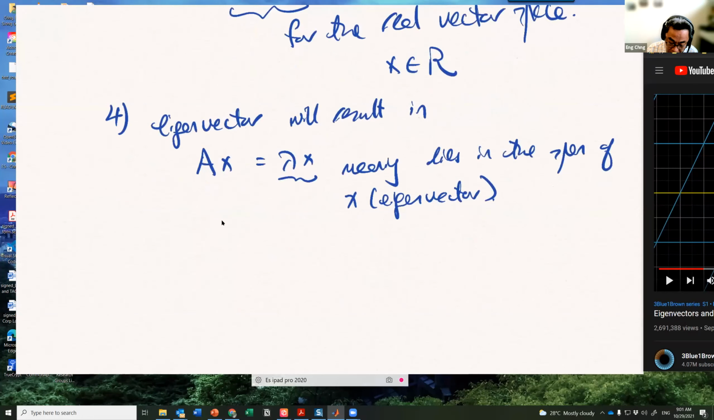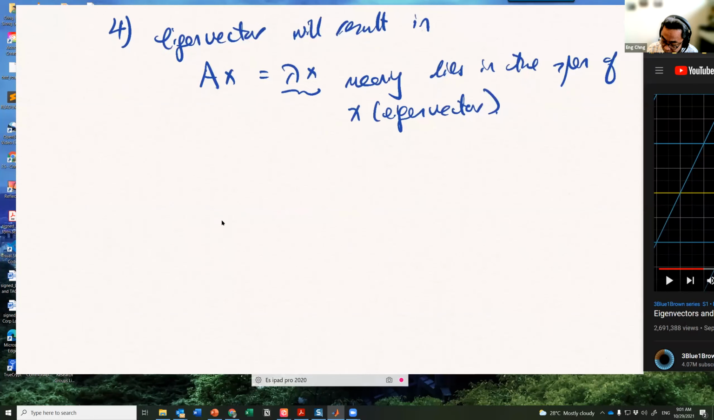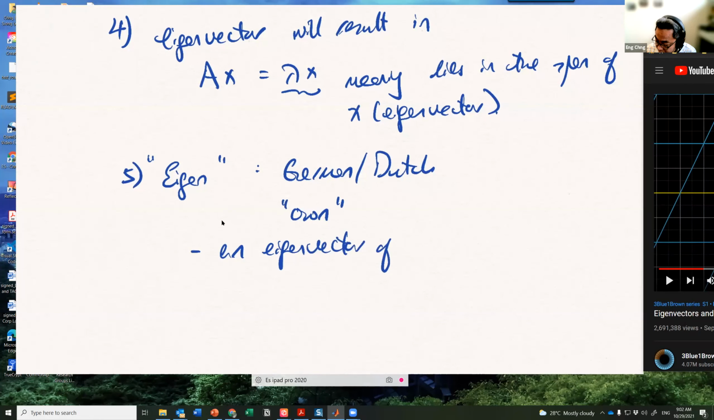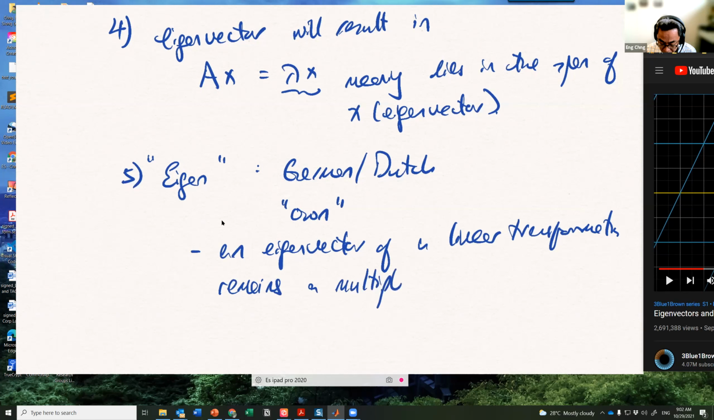About number 5, what are the things you want to know? What is eigen? Eigen is a German word, sometimes they say it's a Dutch word, and it means "on its own." So let's have a statement: an eigenvector of a linear transformation ends up or remains a multiple of itself.